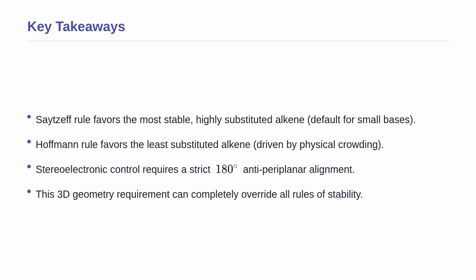As we wrap up our discussion, let us review the key takeaways. First, the Saytzeff rule favors the most stable, highly substituted alkene and is the default pathway for small bases. Second, the Hoffmann rule favors the least substituted alkene, taking over when bulky bases or leaving groups cause physical crowding. Finally, stereoelectronic control is the ultimate boss. The strict requirement for a 180-degree anti-periplanar alignment can completely override all other preferences. You now have the steering wheel to drive these chemical reactions exactly where you want them to go.